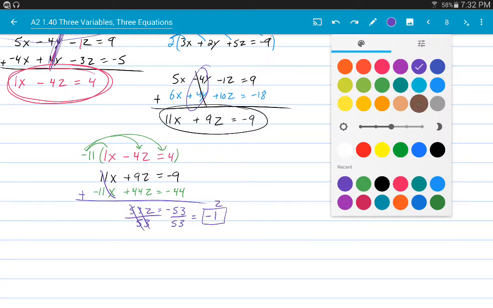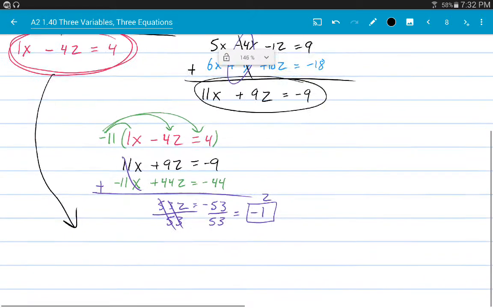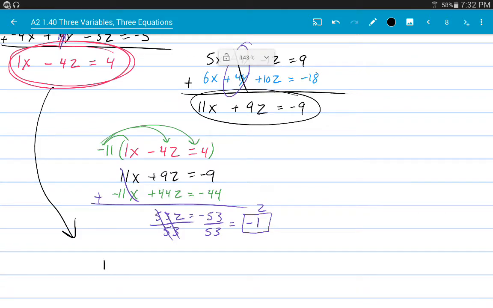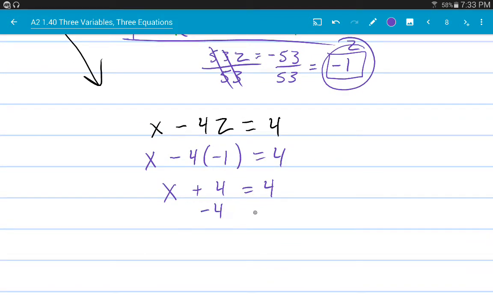Now here's what I'm going to do. I'm going to take one of these equations from the middle, let's say this one. I'm going to take this equation that was 1x minus 4z equals 4. 1x is just x, so I'll write it simpler. And I'm going to take this z here, negative 1, and plug it into the equation. X minus 4z, which is negative 1, is equal to 4. Negative 4 times negative 1 is positive 4. So x plus 4 equals 4. And I'm going to minus 4 on both sides. So x equals 0.